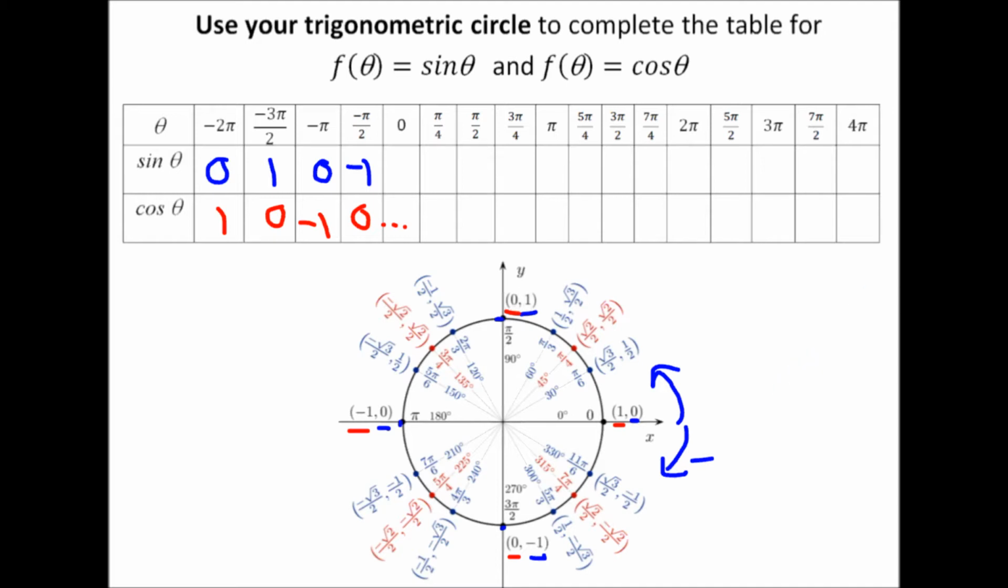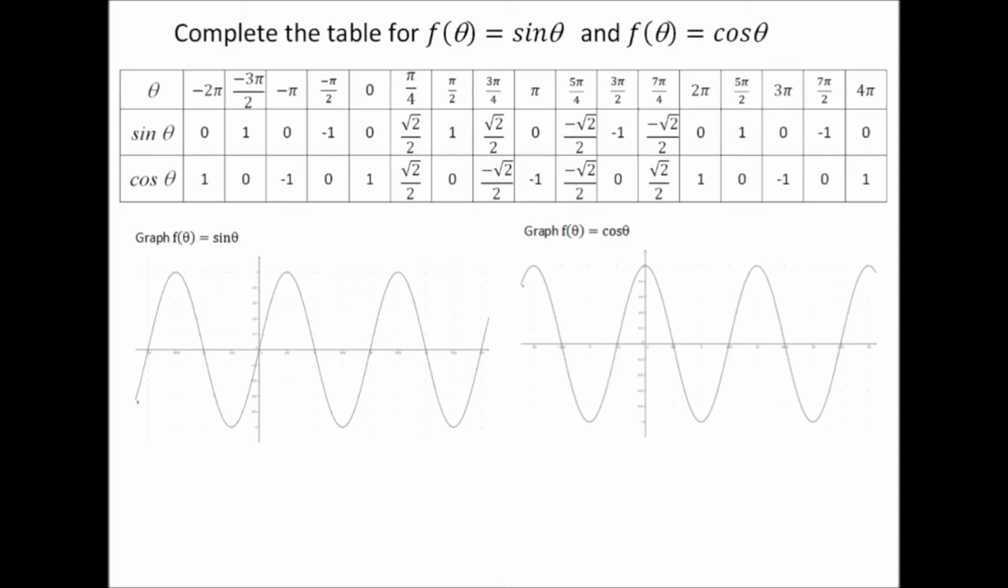What does the graph look like? When you're completing the table, you can find all the different values. It's going to look like this. So when you graph, it should look like this. Now, what's important for you to remember is that sine looks like this. We start here at 0, it goes up, goes down, and then comes back. That's what sine looks like.